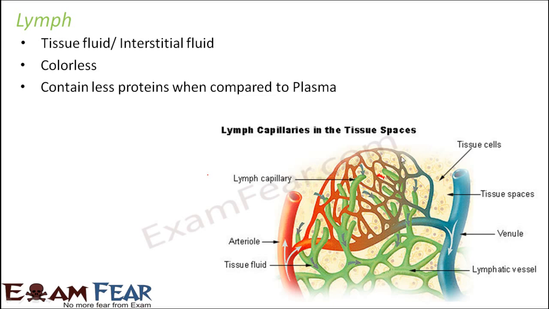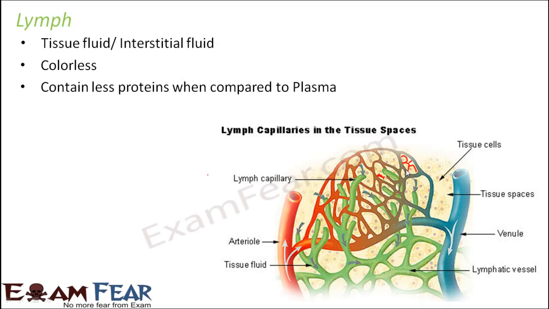If you see, this is one tissue, this is another tissue, this is another tissue, but you have some interstitial spaces or the tissue spaces. So the blood will leak out into those tissue spaces. The blood which is leaking out is basically plasma, and this plasma which leaked out into the tissue spaces or the interstitial spaces is known as the lymph.